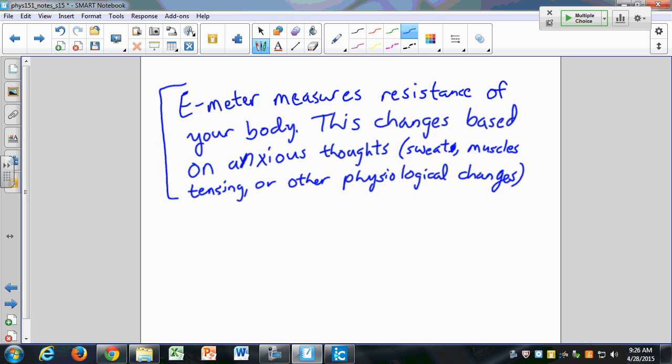So you saw the lady, like she didn't think that she was changing in any way, but just the thought of these things would actually cause a change in the resistance of her body. And Scientology, they take that and they make a whole theology out of it.